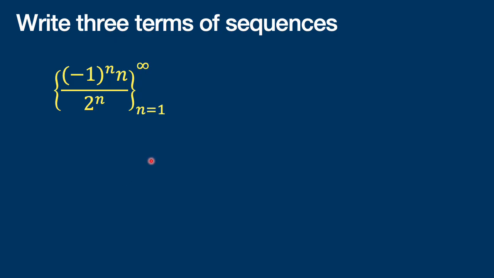Let's have a second example of a sequence. Be very careful here: (-1)^n times n over 2^n, with n starting at 1 to infinity. This time they specifically say n starts at 1. Sometimes they start at 2, sometimes they start at 0. So an is going to be (-1)^n n over 2^n. Let's find the first three terms.